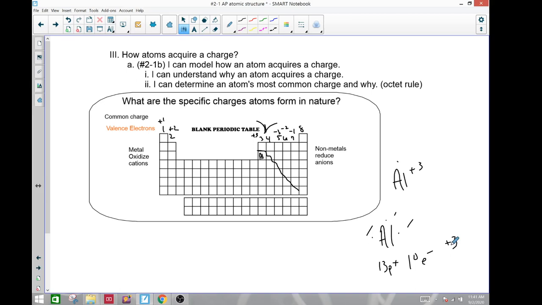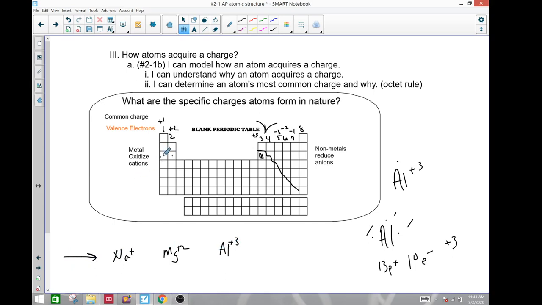An important little correlation you may or may not notice is that if you look at a family, sodium, magnesium, and aluminum, we have sodium, which is +1, magnesium, which is +2, and aluminum, which is +3. These are the most common ions of this particular set of atoms.